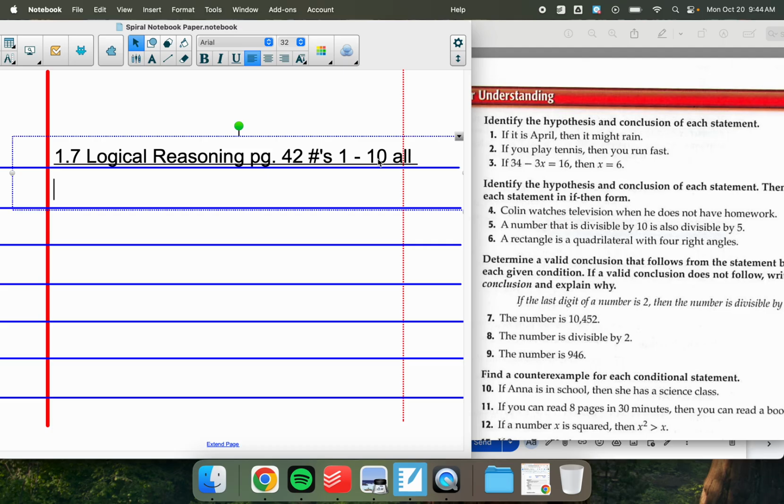Pause this video as you go so that you give yourself time to catch up and write down things, because there's quite a lot of writing. There's quite a lot of writing in this. So I look to page 42, and here's problems 1 through 10.